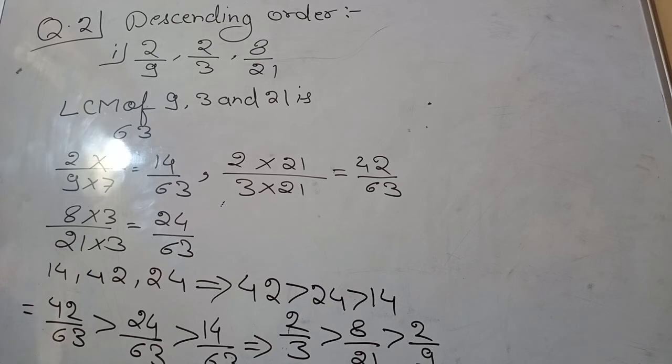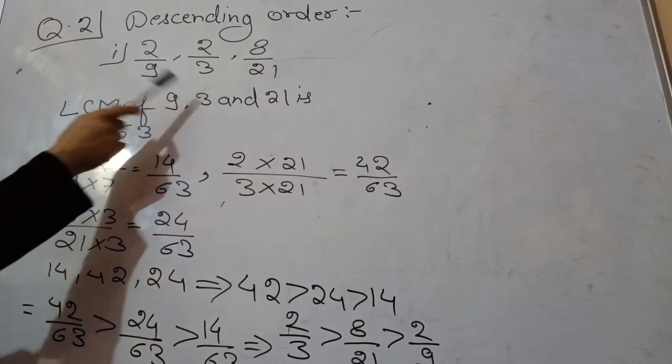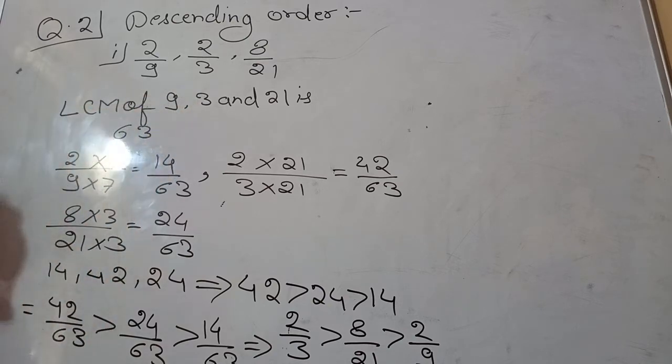But according to our question, that is 2 by 9, 2 by 3 and 8 by 21. Okay. So first, when we divide this by 21, 21 how much? 21 2s are 42 and 21 3s are 63. So this is 2 by 3. Now 24, when we divide it by 3, okay, 3 8s are 24 and 3 21s are 63. So here 8 by 21.